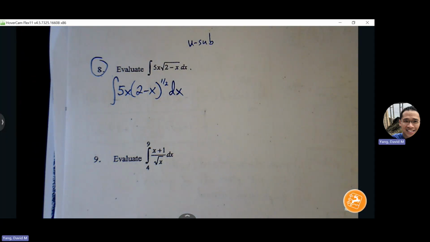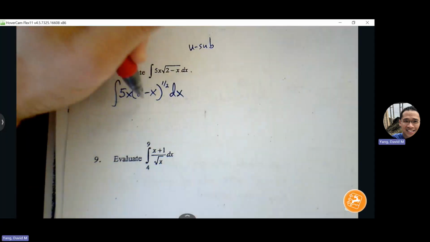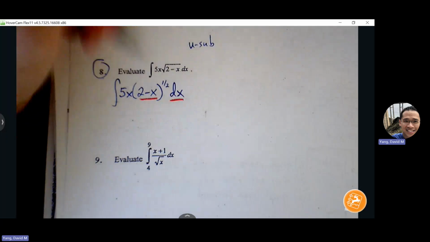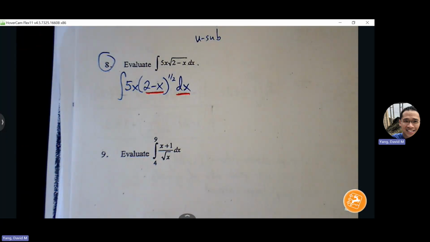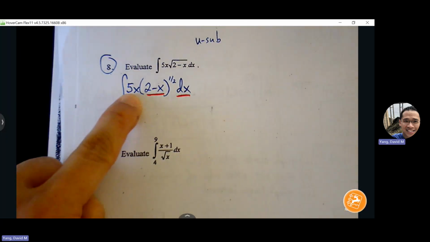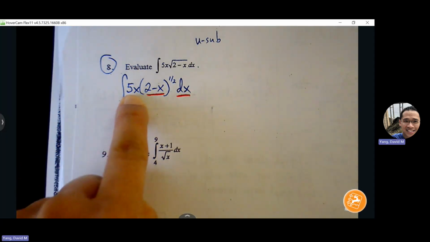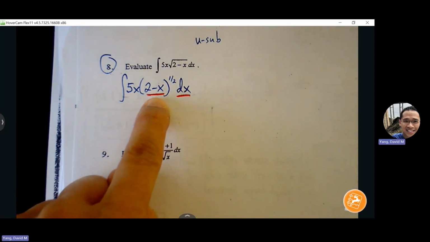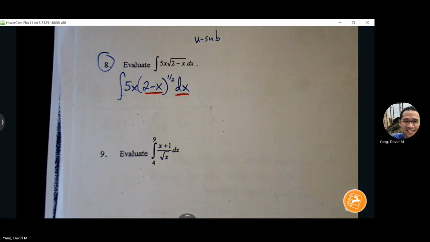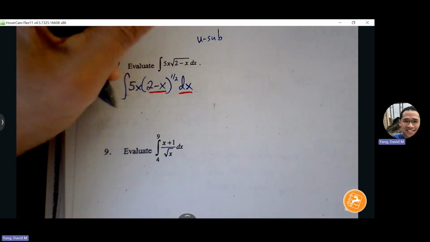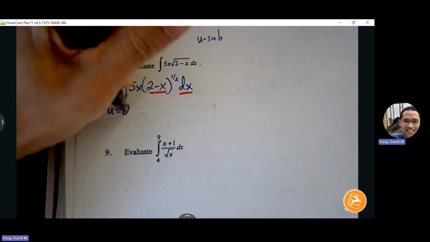Okay, what's our U value? 2 minus x. Okay, so I'm going to underline the parts that I want to replace. Is that x that's sitting out here? Will this cancel out on its own? No. So we know there's some additional step ahead of us. This is probably going to be a change of variable that we got to worry about. Okay, but we still want to let the U value be what's inside the parentheses.